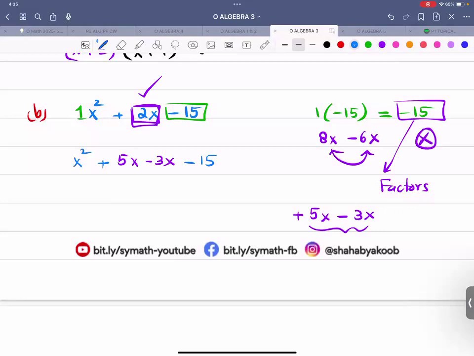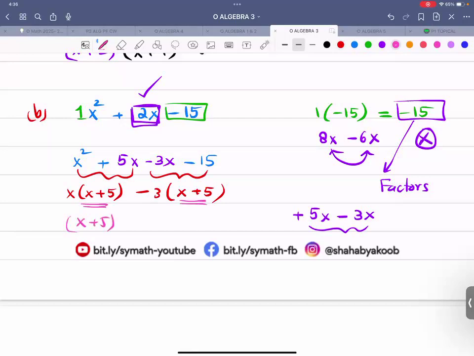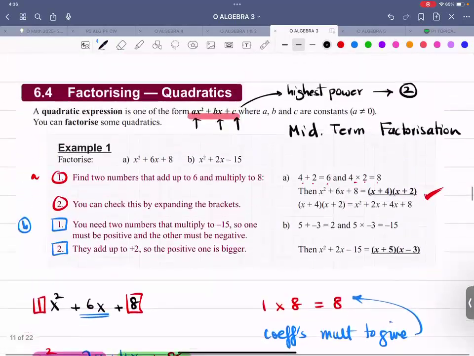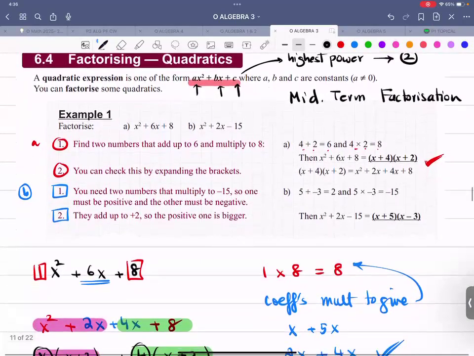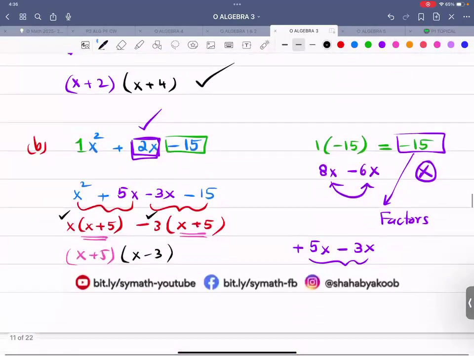I think it's all good, all set. Take x common, so that is x into x plus 5. Take negative 3 common, x plus 5. Now x plus 5 is taken common, so we are left with x minus 3. So this is x minus 3. The whole purpose of understanding everything is necessary, but the most important thing is middle term factorization. So that is how this is done.